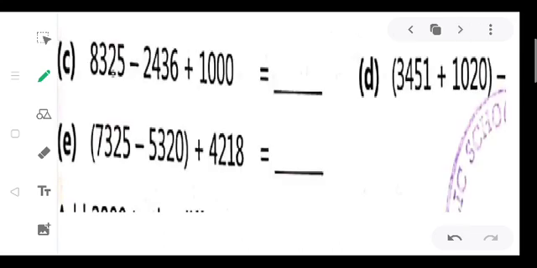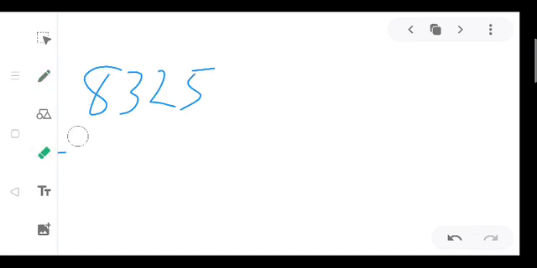C part, 8325 minus 2436 plus 1000. What will you do here? Firstly subtract these two. 8325 minus 2436.